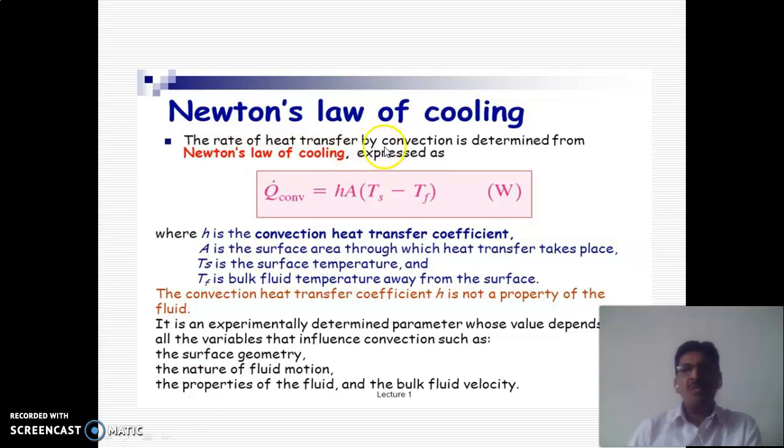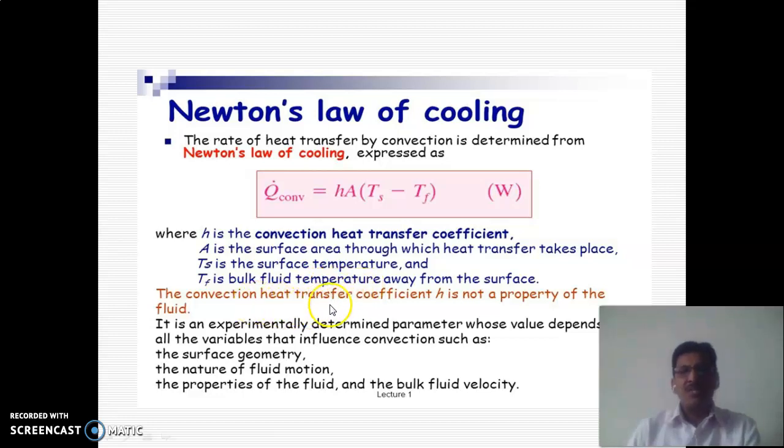So the rate of heat transfer by convection is determined from Newton's law of cooling, and it is expressed as Q convection is equal to hA delta T. Delta T is surface temperature minus fluid temperature, where h is the convection heat transfer coefficient, A is the surface area through which the heat transfer takes place, Ts is the surface temperature, and Tf is the bulk fluid temperature away from the surface.